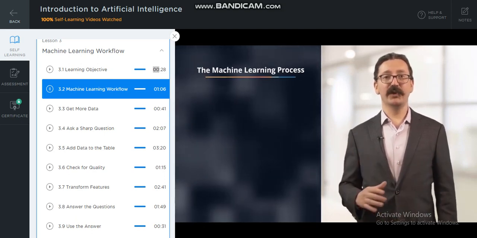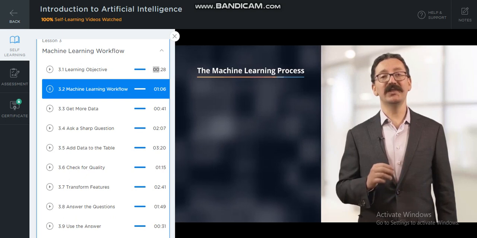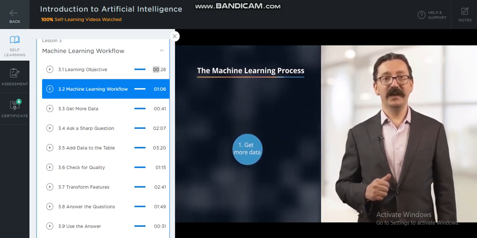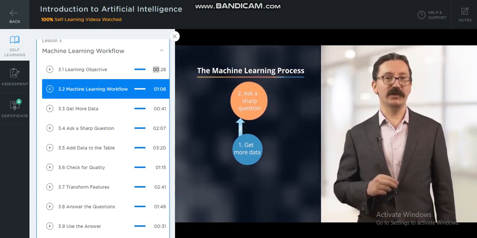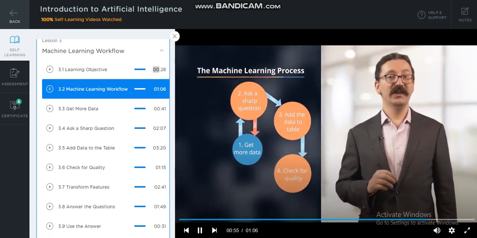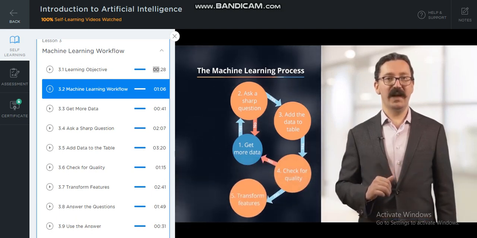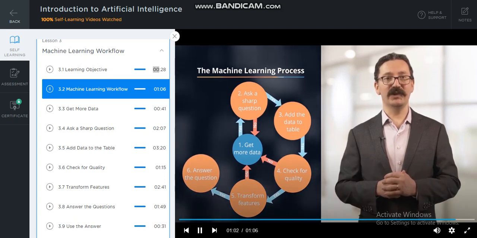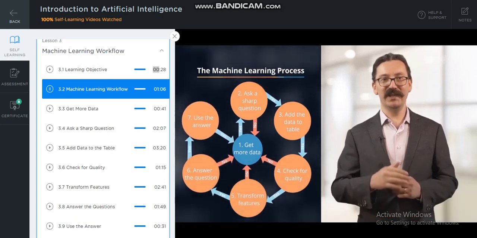The entire machine learning process can be divided into 7 steps. The first one, get more data. 2, ask a sharp question. 3, tabulate the data. 4, check for quality. 5, transform features. 6, answer the question. And 7, use the answer.